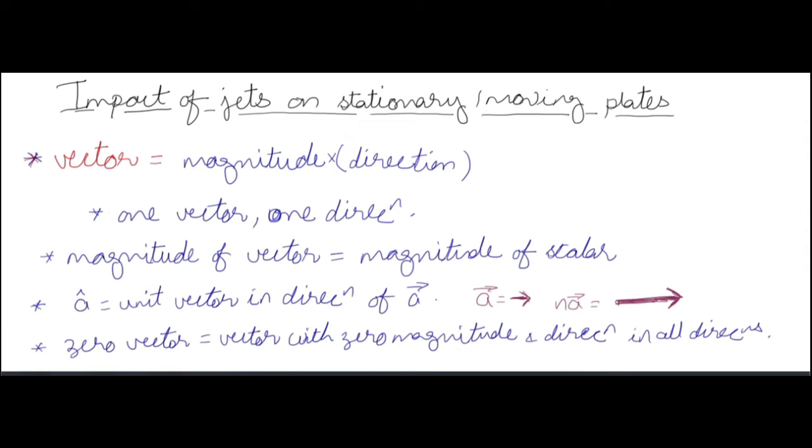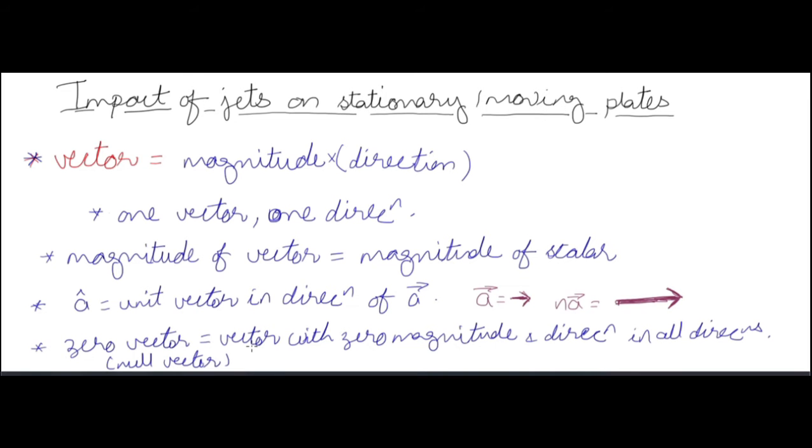Now we have the zero vector or null vector. A zero vector or null vector is a vector having zero magnitude, meaning zero quantity of the scalar associated with it. It has zero magnitude, and the direction of a zero vector is in all directions. It does not have a particular direction; it is pointing in every direction. So that's the zero vector.